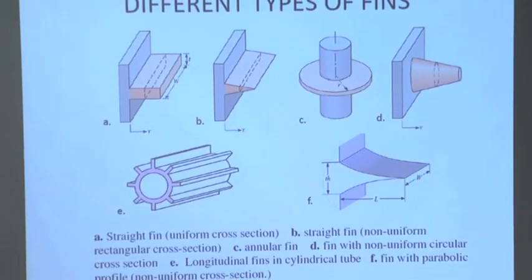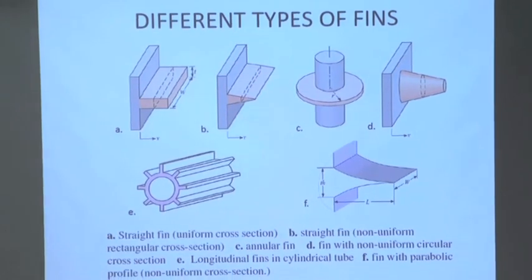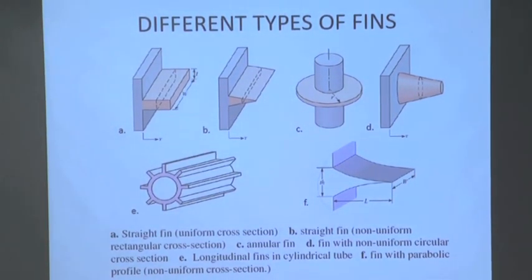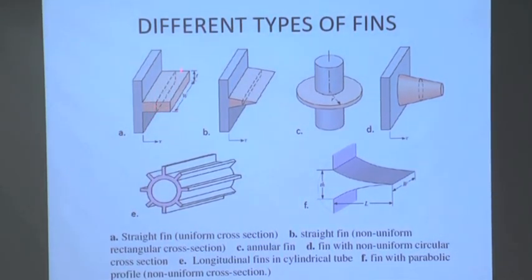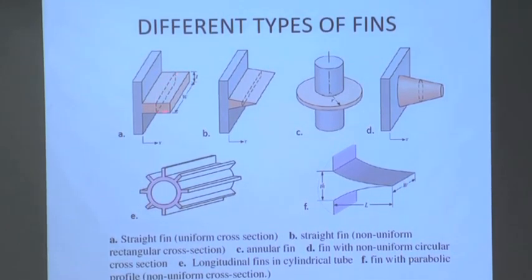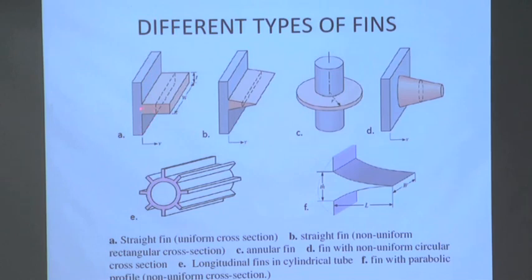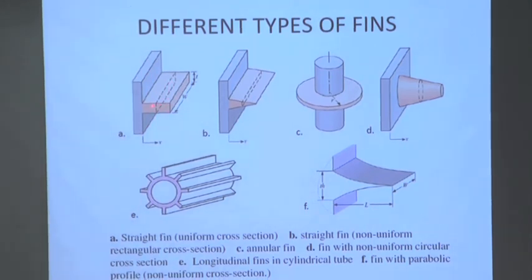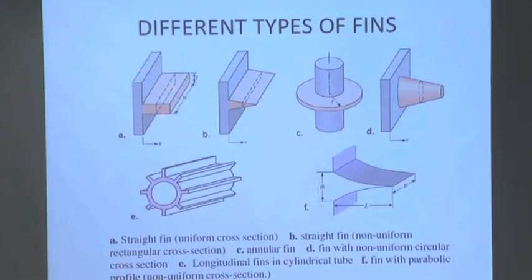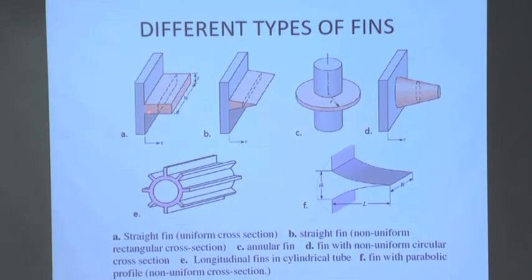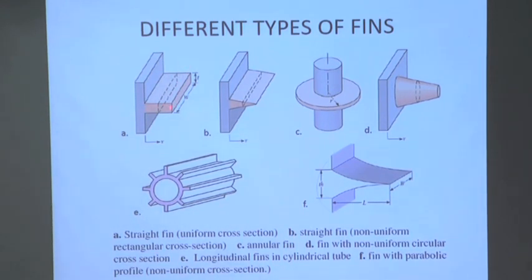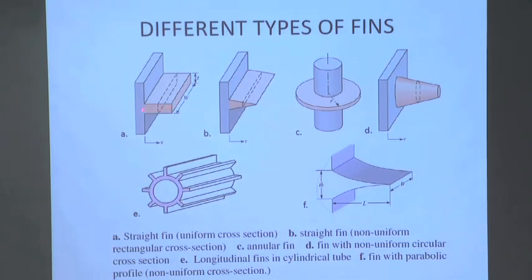Before that, I will tell you about the different types of fins that are used. The straight rectangular fin is the most simple case, where the cross-sectional area of the fin is constant. This is the base surface, and this is the extended surface known as the fin, which provides additional surface. The top, bottom and lateral surfaces provide additional area for convective heat transfer, along with conduction through the fin along this direction, so that the heat transfer from the base surface where it is attached is enhanced.